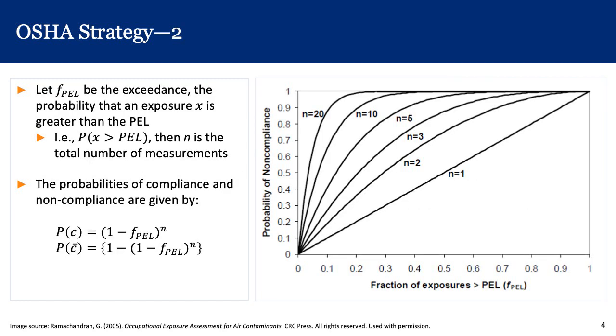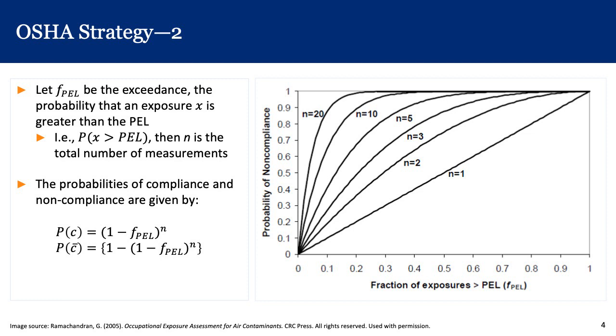Let us assume that F sub PEL is the exceedance fraction. In other words, the probability that an exposure X is greater than the PEL. In other words, P for X greater than PEL. And N is the total number of measurements. So if you make N measurements, then every single one of those measurements needs to be in compliance individually. So we are not doing any statistics or calculating the 95th percentile. It is a straightforward comparison of each measurement against the permissible exposure limit.